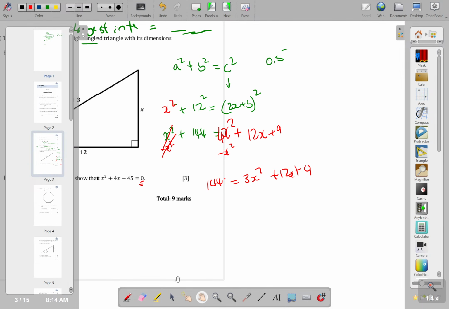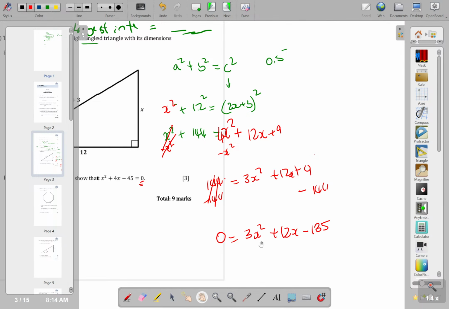Yeah? So what am I going to do next? I don't know, but I'm going to keep on making everything equal to 0. So I'm going to move this 144 over here, so this is going to be a minus 144. Now that's 0 equals 3x squared plus 12x plus 9 minus 144. What is that? Push a calculator. 135. So minus 135.